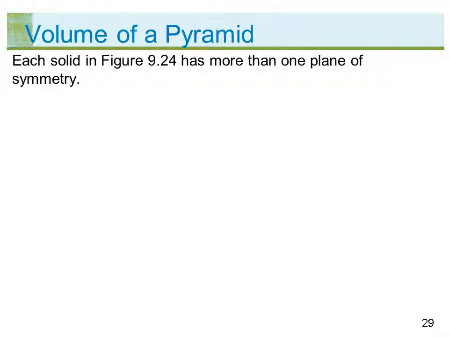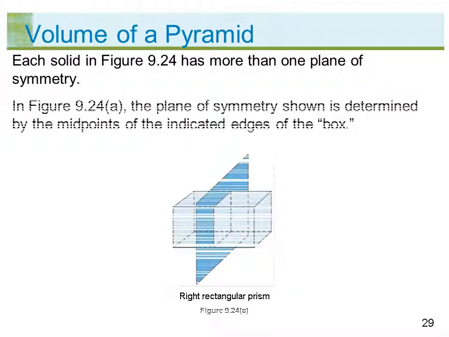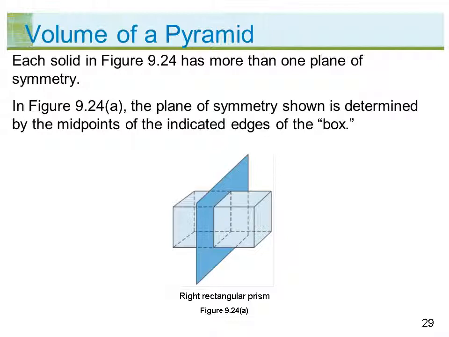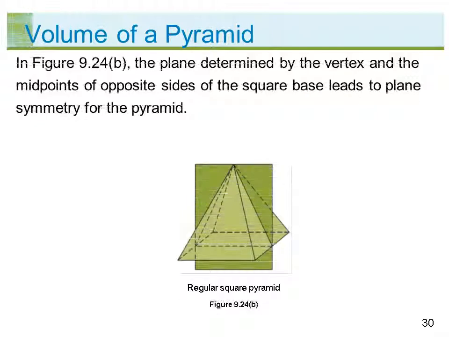Each solid in Figure 9.24 has more than one plane of symmetry. In Figure 9.24a, the plane of symmetry shown is determined by the midpoints of the indicated edges of the box. In Figure 9.24b, the plane determined by the vertex and the midpoints of the opposite sides of the square base leads to plane symmetry for the pyramid.